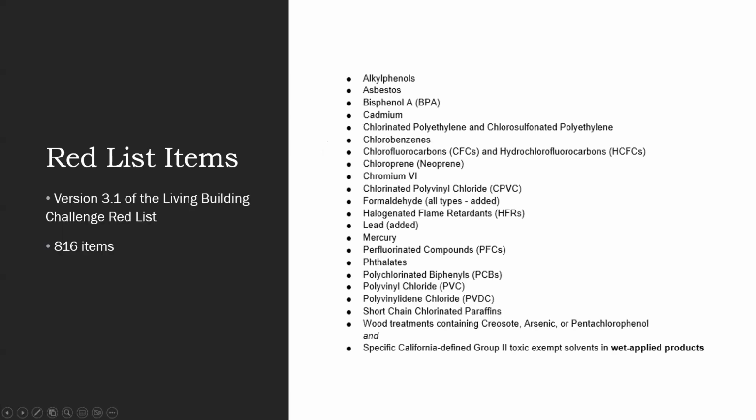All right, so now we're going to look at red list items. Typically, I see this in California most often. There are 816 items on the red list, so if your project has no red list items, then your building is going to be considered living building status. This was created to protect occupant health. A couple of examples on the list are lead and mercury. We're just trying to find alternatives to these listed items. So mercury is no longer in our light bulbs, for example.